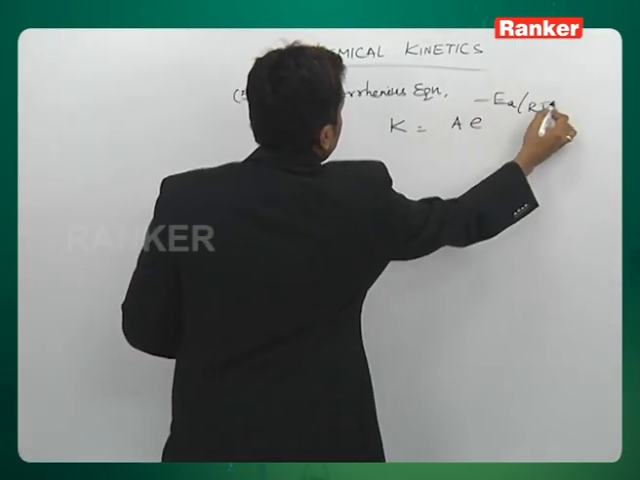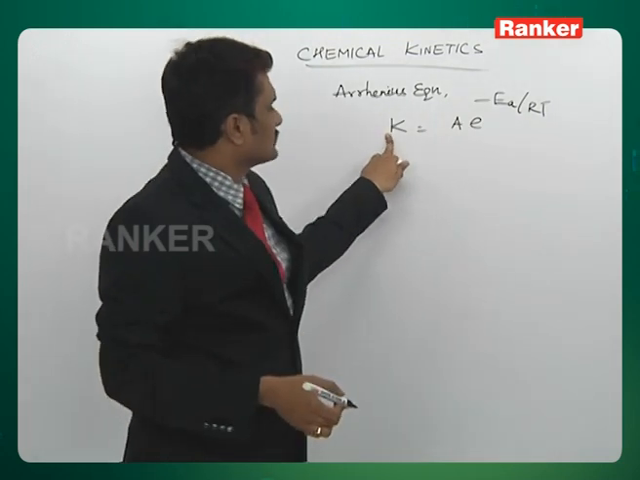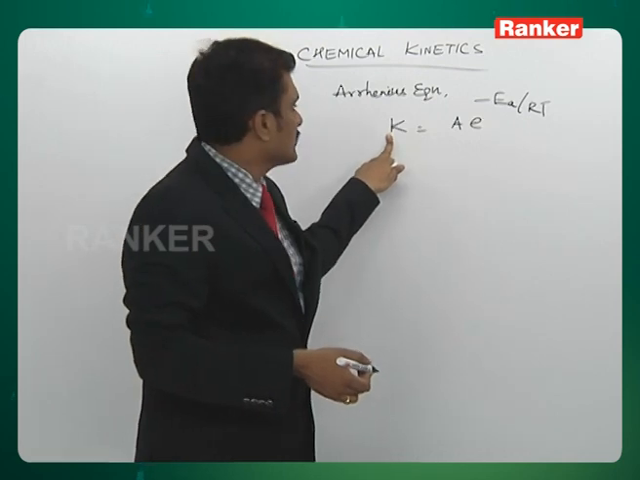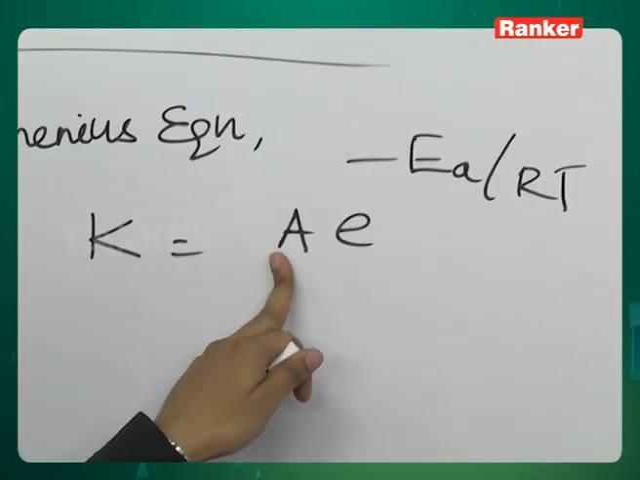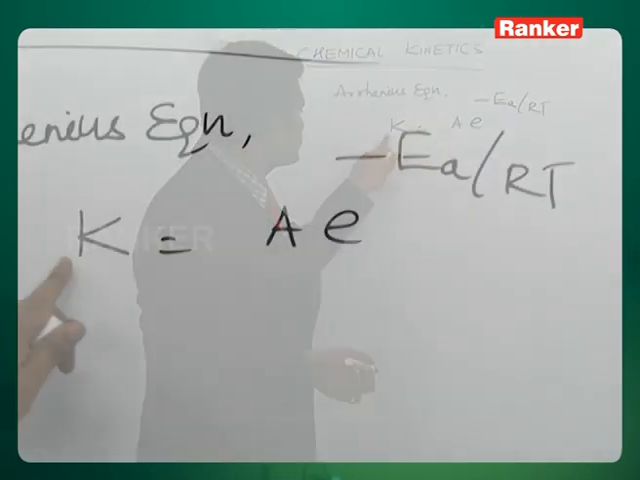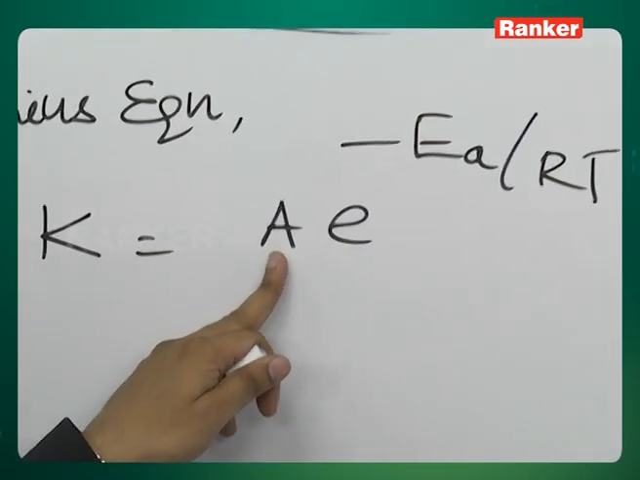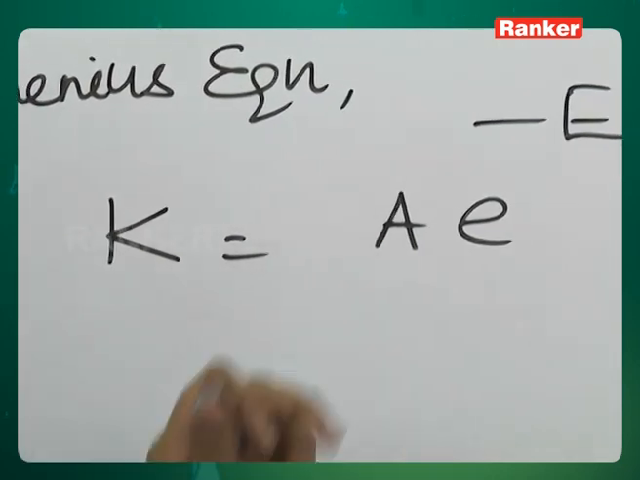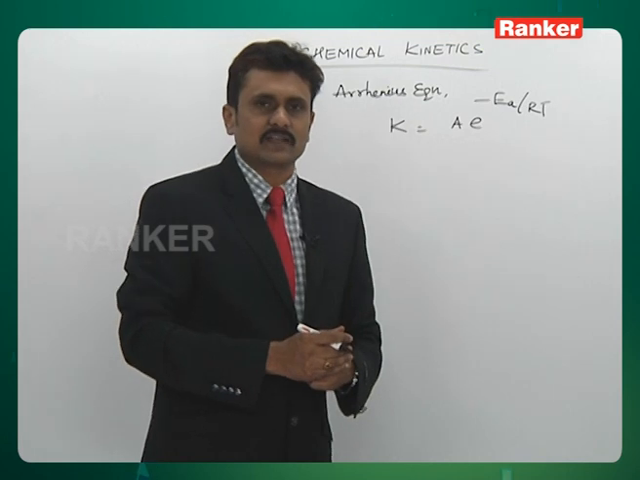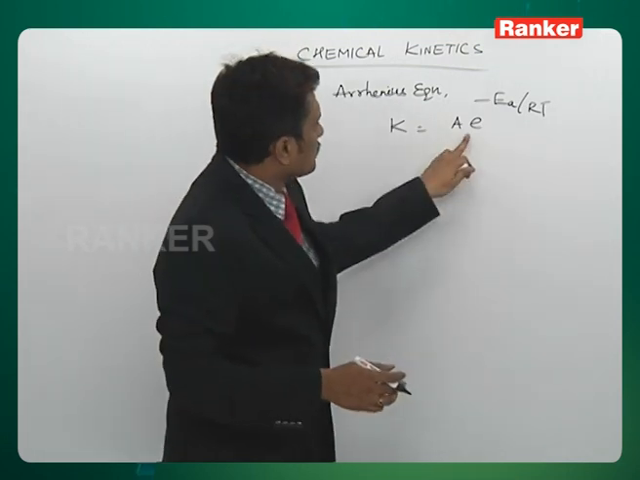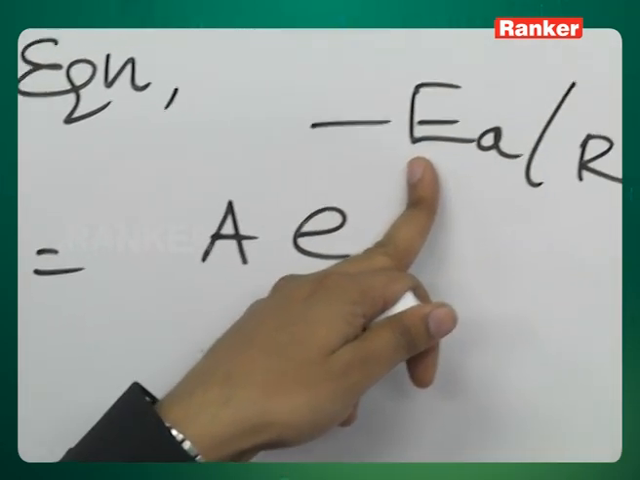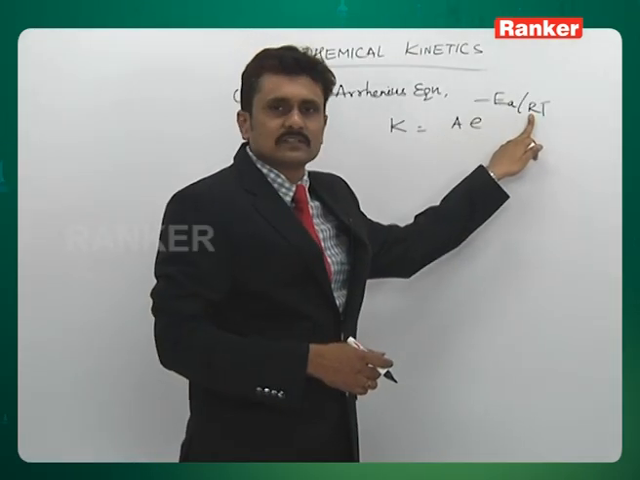this much, where you define each and every term: K is the rate constant which indicates the number of fruitful collisions, whereas A is called frequency factor or collision factor which indicates the total number of collisions. This is fruitful collision, these are the total number of collisions. Hence the ratio will fetch you the fraction of molecules that are participating in the fruitful collision is called as Boltzmann factor.